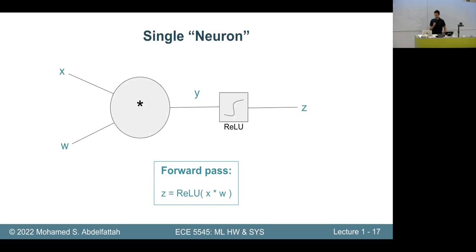So let's talk about a single neuron. We have an input X and a parameter W, and they're being multiplied, and then there is an activation function, maybe it's ReLU or something else, and we have an output. So what happens in this small piece of a neural network in the forward pass? We're doing one multiplication. Multiplications are some of the most expensive operations, and that's what we'll be counting in this very simple model of a neuron. So we have one activation function and one multiplication.